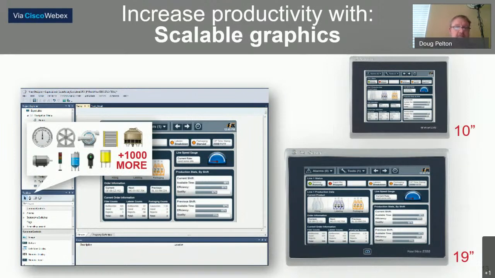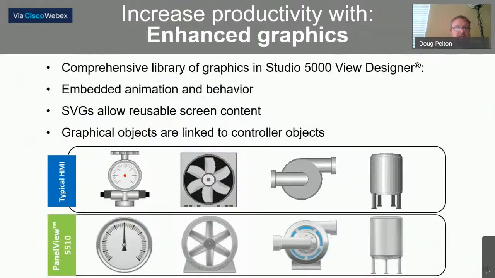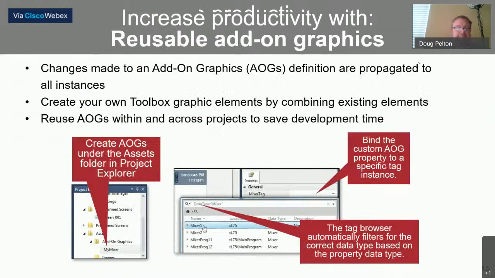We did talk a little bit a moment ago about the new high performance graphics. There's 1,000, 1,500 pre-built graphics in here. There's embedded animation and behavior, and you can link graphical objects to controller objects. And if you look at the difference between the typical HMI and the PanelView 5510, they're much more high performance, crisp, clear, and several more attributes.